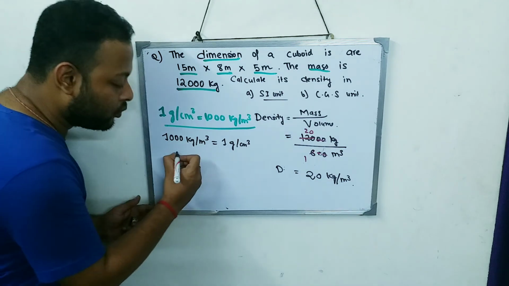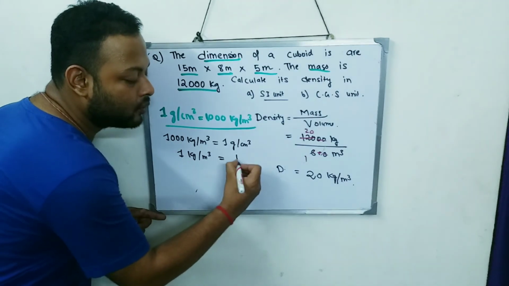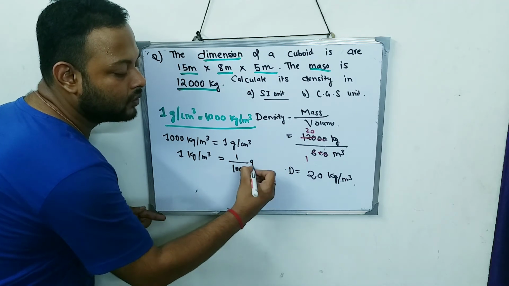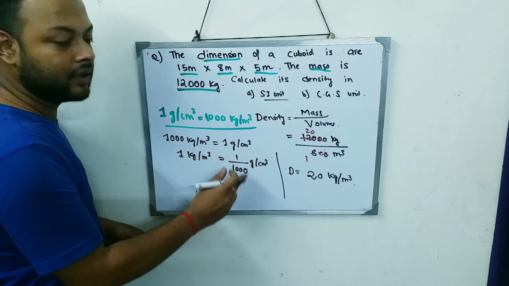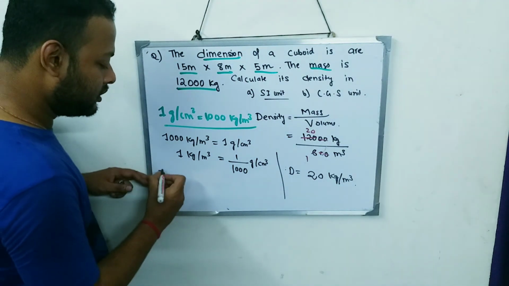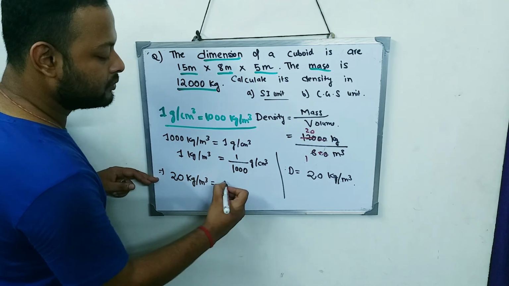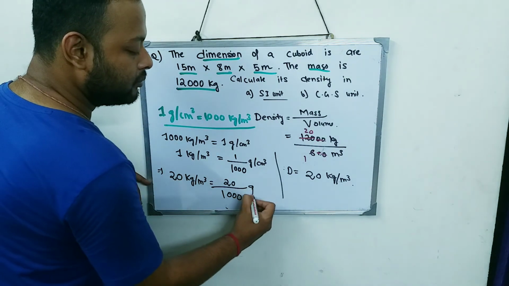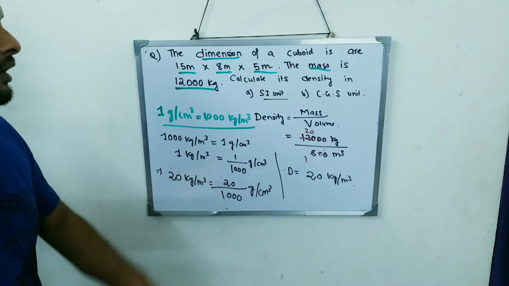Now, how much is 1 kg per meter cube? 1 kg per meter cube is nothing but 1 by 1000 gram per centimeter cube. 1 kg per meter cube will become 1 by 1000. It is simple unitary method. But what did I get? 20. So 20 kg per meter cube becomes 20 by 1000 gram per centimeter cube.